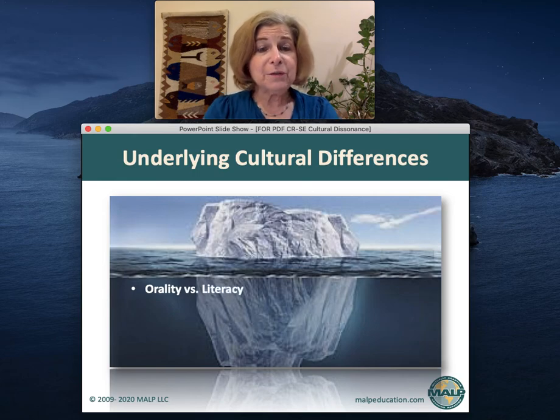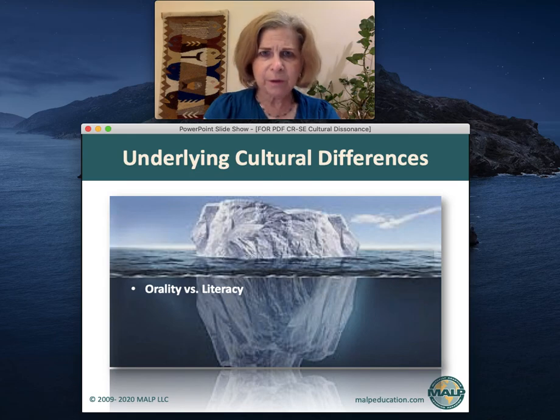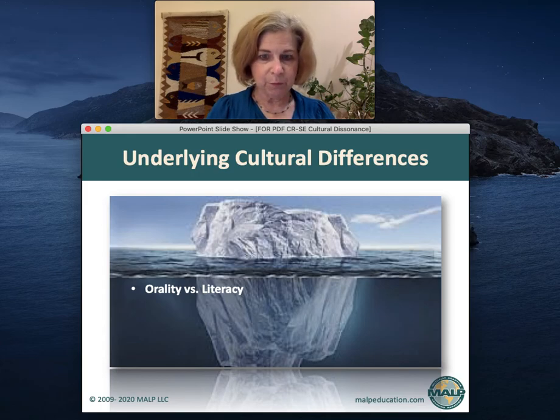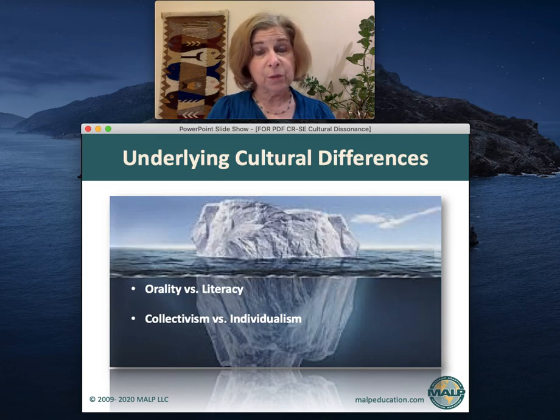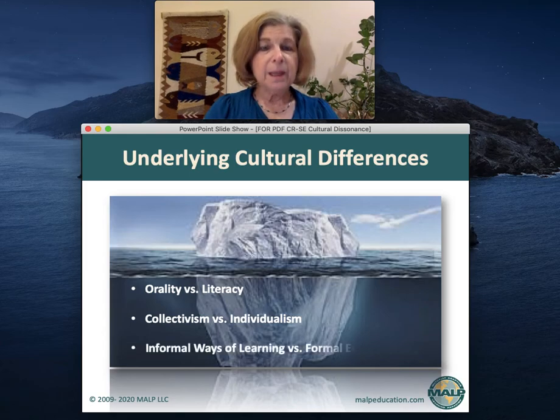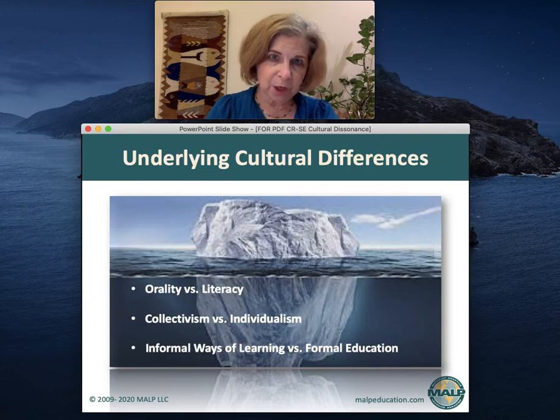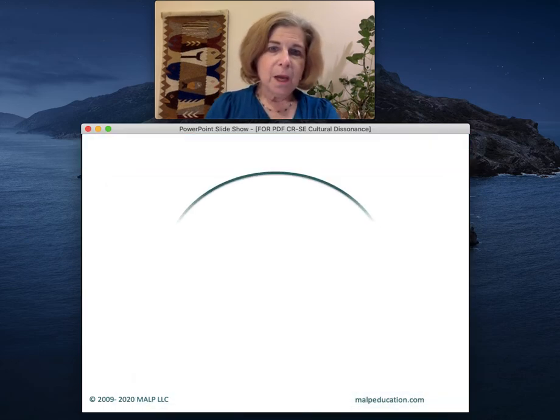So the first difference we're going to look at is orality versus literacy. We are very literacy based. What? You're not literate, you're illiterate, you're non-literate. Literacy is essential. We'll see that. The second one we'll look at is collectivism versus individualism, which you may or may not be familiar with, and I will take you through what that looks like. And the last is informal ways of learning versus formal education. All right, let's go.